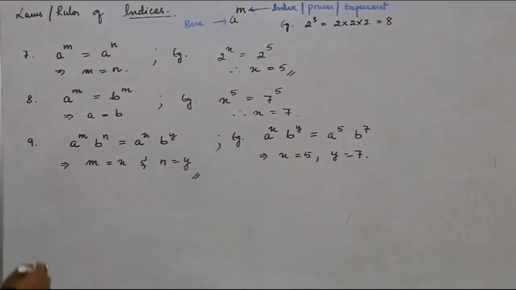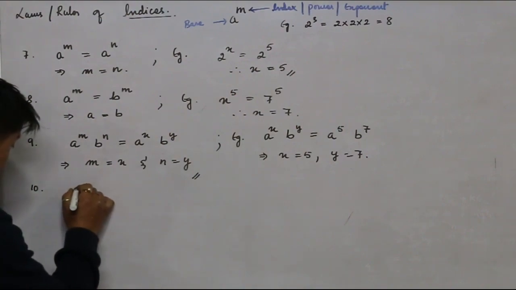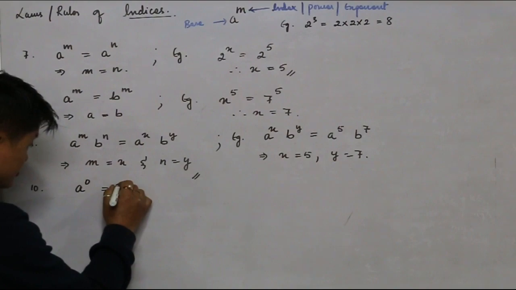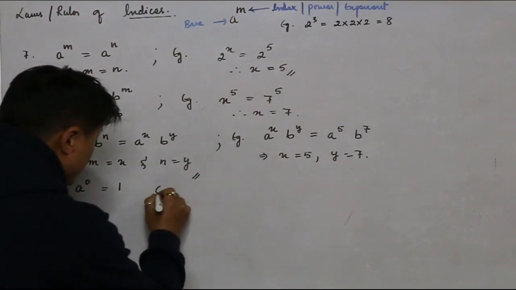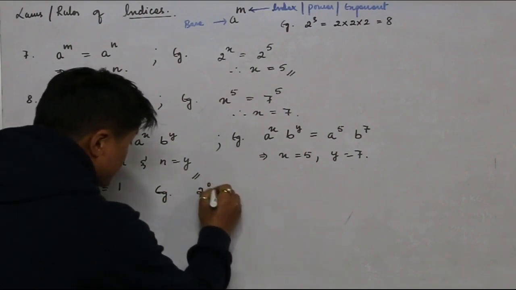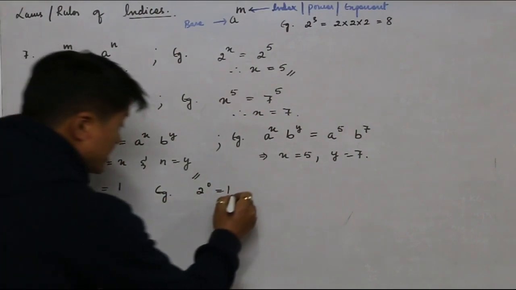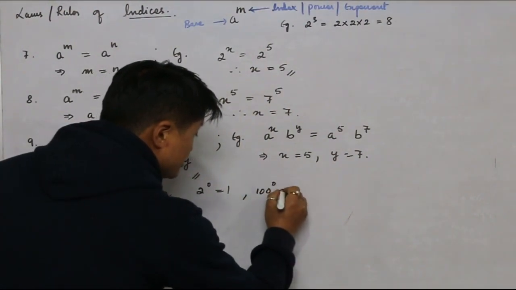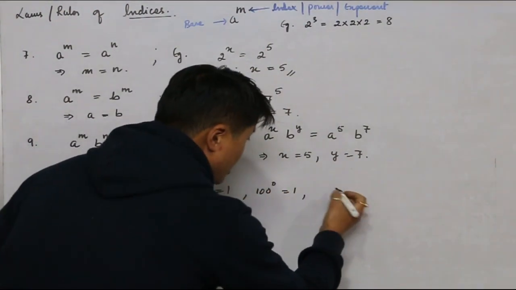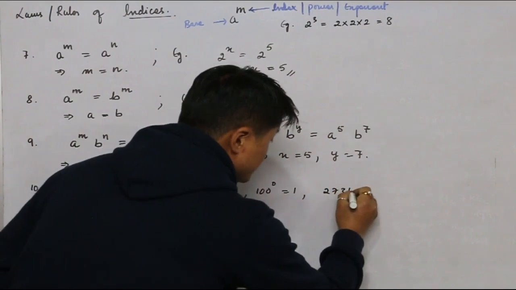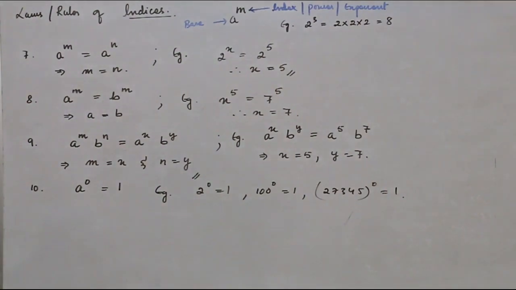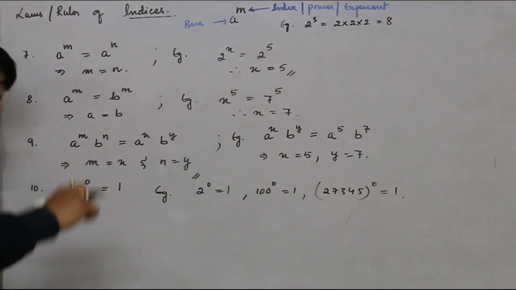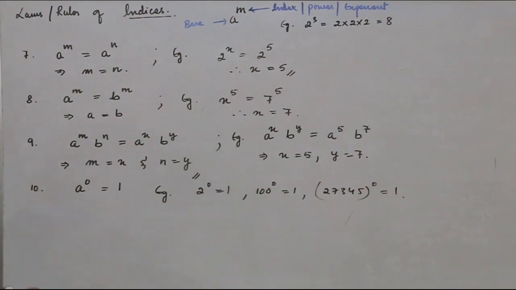Clear? And number 10, this is very important: a to the power 0 is equal to 1. Any number to the power 0 is 1. Example, 2 to the power 0 is equal to 1. 100 to the power 0 is equal to 1. Any number you can take, 2, 7, 3, 4, 5, whole to the power 0 is equal to 1. Either positive or negative, any number to the power 0 is 1.